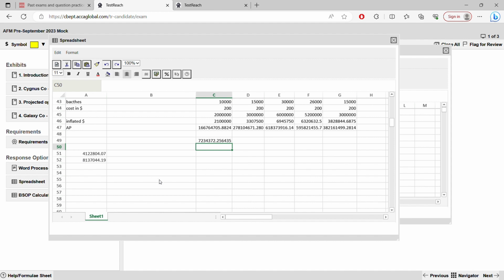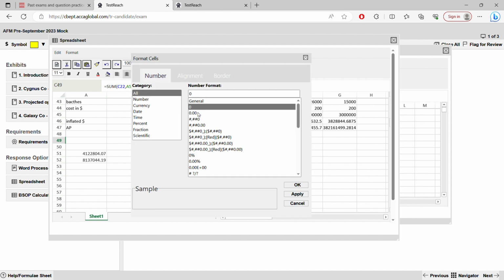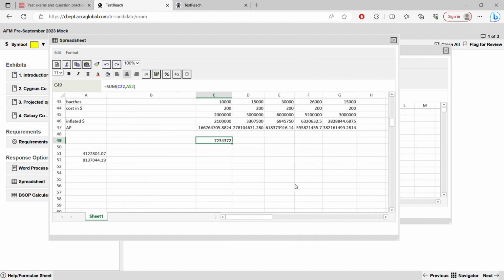This I'm going to bring to the whole number. Go here, custom 0. Okay. So the negative number now becomes positive. 7234372. It's a positive number now. Make sure that it's in bold.